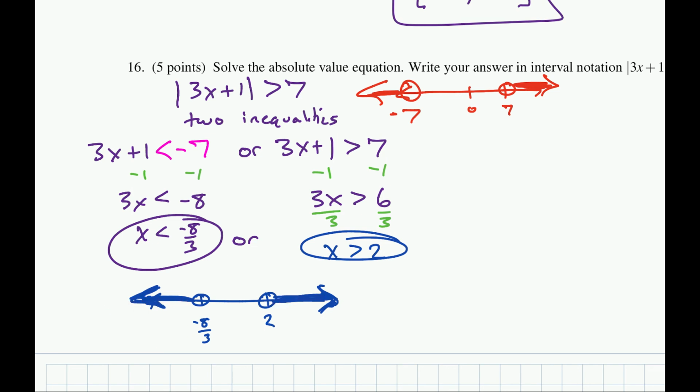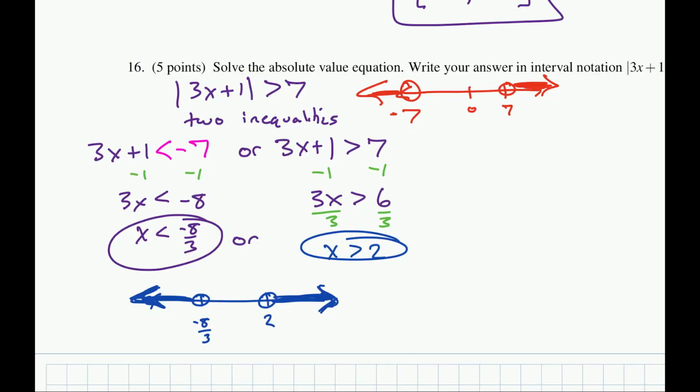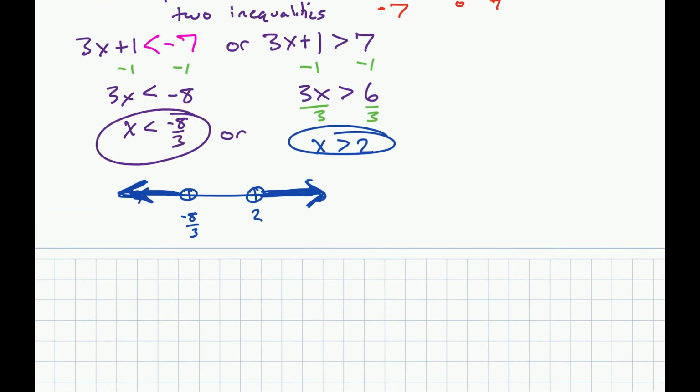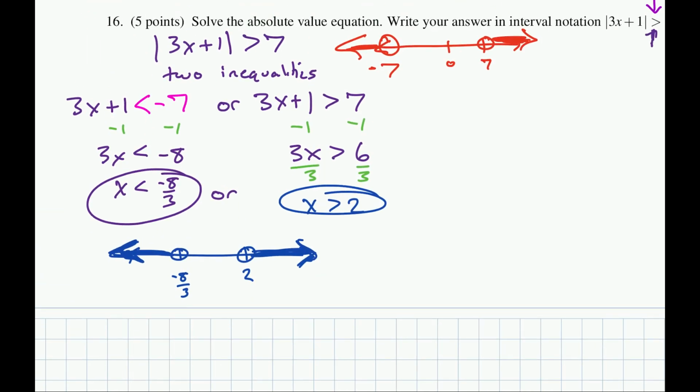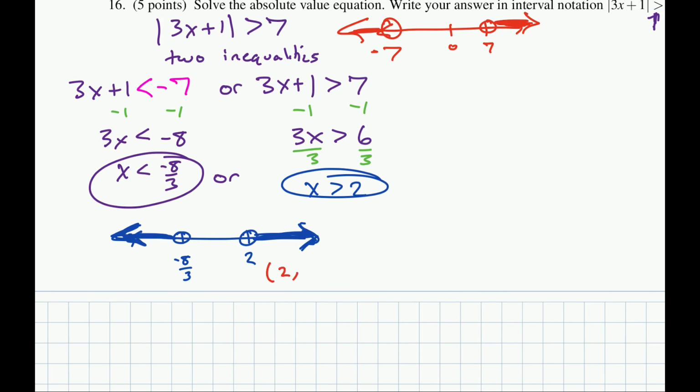Now, in order to write that in interval notation, oh, what happened? Okay, we're back. In order to write that in interval notation, you have to know how to write each piece in interval notation, right? This one's 2 to infinity. This one over here is negative 8/3 down to negative infinity, like that. And then once you write these two individual intervals, we need to combine them into one interval to get your final answer.